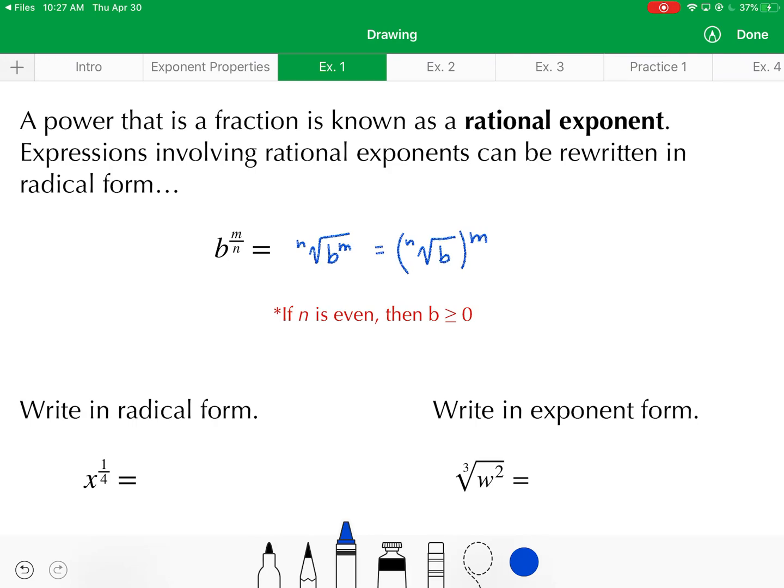Okay. Now notice the stipulation that I have in red here. We always have to watch out for even roots. So when n, the denominator of the rational exponent, is even, then that means your base is going to have to be greater than or equal to 0 for all this to work. Otherwise, you have the potential of having a radicand that's negative. We know you can't have an even root of a negative number. It's not real.